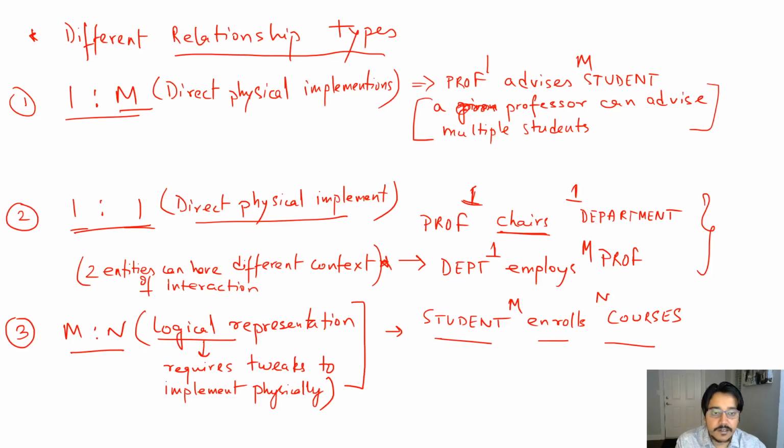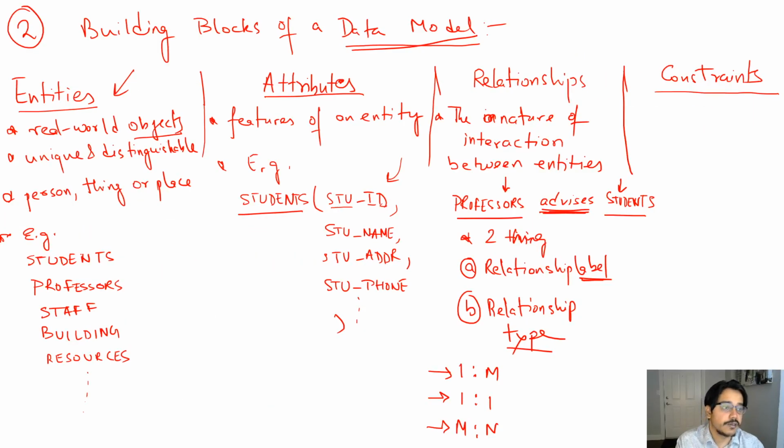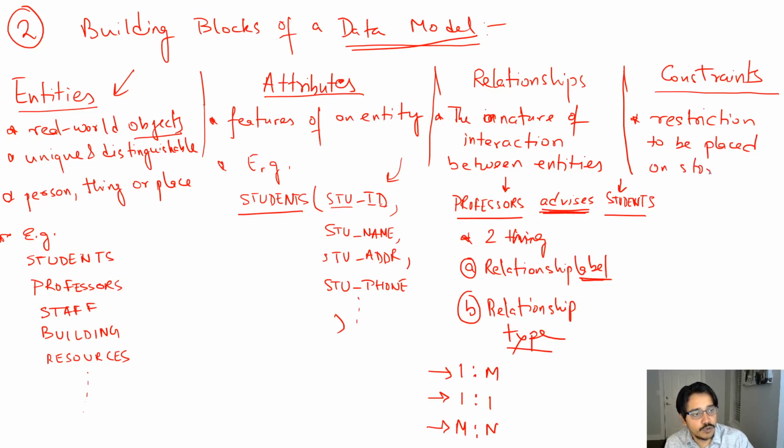And then finally, coming back to the last building block that we have, constraints are basically, well, constraints that you place on your data, or you can simply say restrictions to be placed on stored data. So these are pretty straightforward, right?